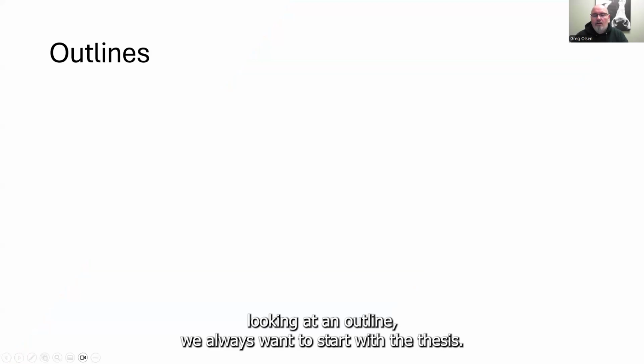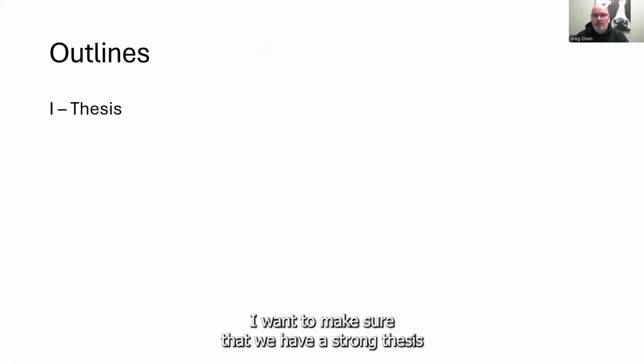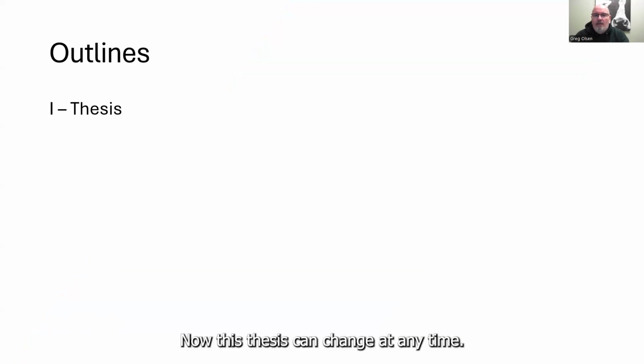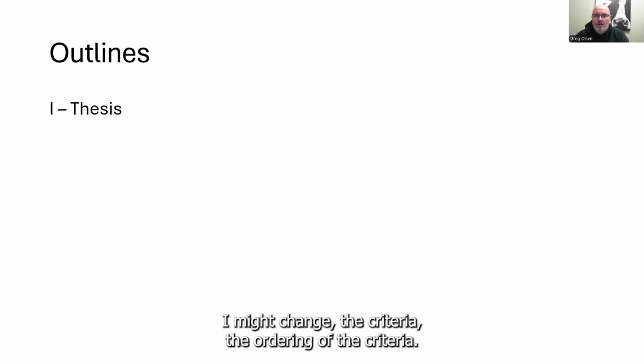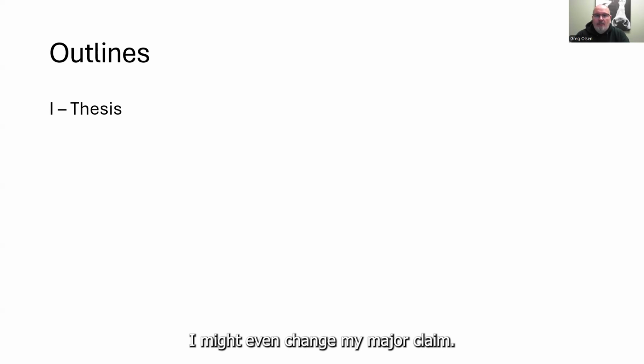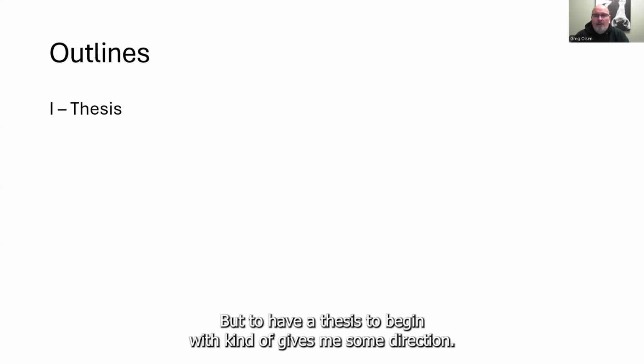So when looking at an outline, we always want to start with the thesis. I want to make sure that we have a strong thesis to give us direction throughout the essay. Now, this thesis can change at any time. I might change the criteria, the ordering of the criteria. I might even change my major claim. But to have a thesis to begin with gives me some direction.